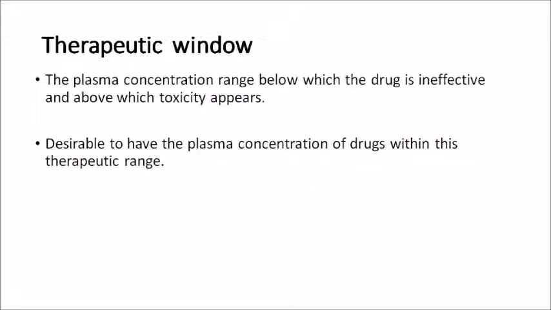While therapeutic index was a ratio between the dosages, median lethal dose and median effective dose, therapeutic window is a plasma concentration. It is the plasma concentration of the drug below which the drug is ineffective and above which toxicity appears. So within this window is the therapeutic effectiveness of the drug. Below this it is ineffective, above which it is toxic. We should have a plasma concentration of all drugs within the therapeutic range.